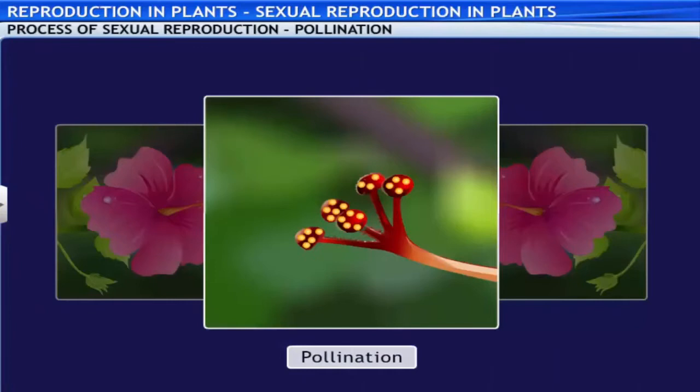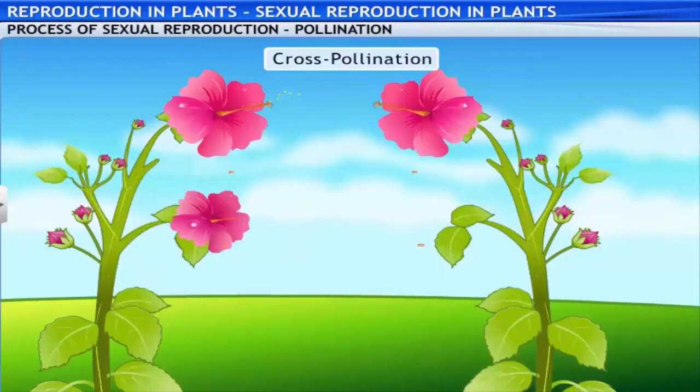This hibiscus flower has just received a pollen grain from another hibiscus plant. The transfer of pollen grains from the anther of one flower to the stigma of another flower on another plant of the same type is known as cross-pollination.